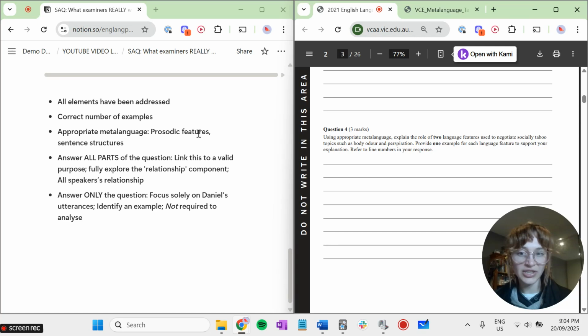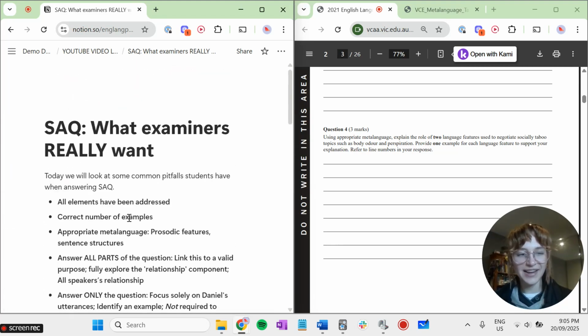Answer all parts of the question. So when you need to talk about the relationship between different speakers, you need to talk about every speaker, and answer only the question. When the question specifically states one speaker, for example, you need to focus solely on that speaker. Same thing with a line limit. If you're told to talk about something within lines 6 and 9, you shouldn't be telling me anything about line 10. I don't care. So with that being said, please keep all of this in mind when you're going into your short answer questions. Just read the question over and over. That's the main takeaway from this. Read the question, read it very carefully, and make sure you answer it properly.